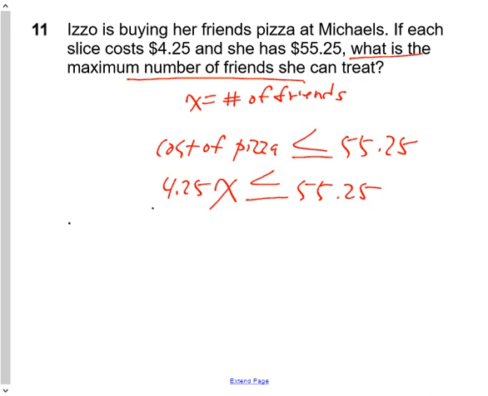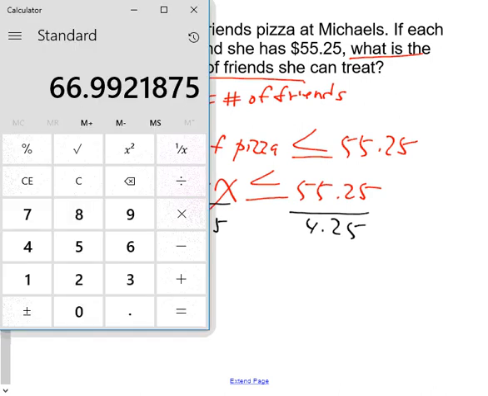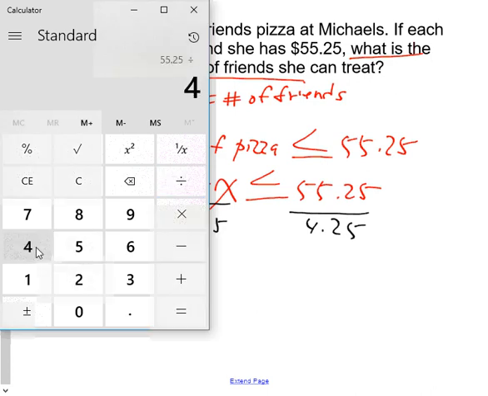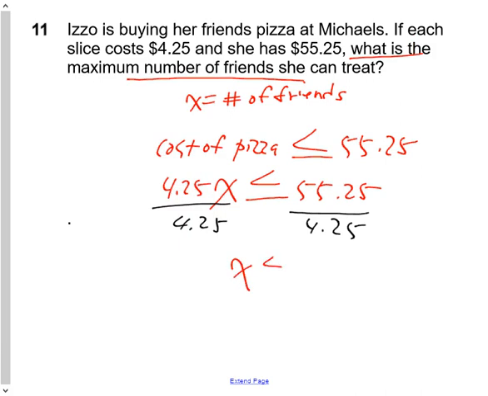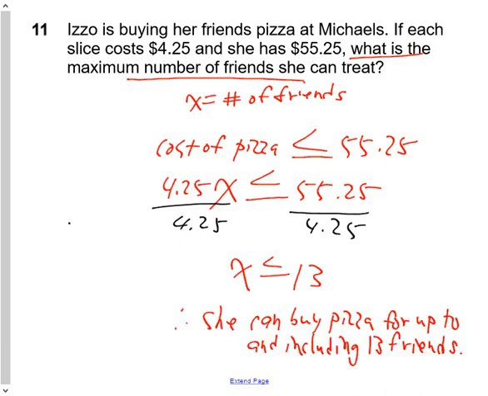Here, this is a little bit easier than the last question because all we have to do is divide by 4.25. And when I take the calculator and I say, what is 55.25 divided by the cost of a slice, I find that X must be less than or equal to 13. So therefore, she can buy pizza for up to and including 13 friends, because she can have less than or equal to 13 friends and still be able to afford the pizza with her 55.25.